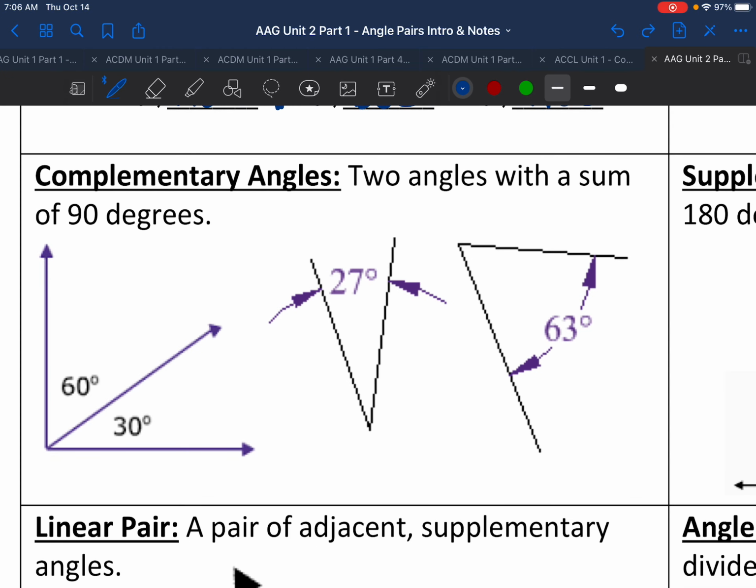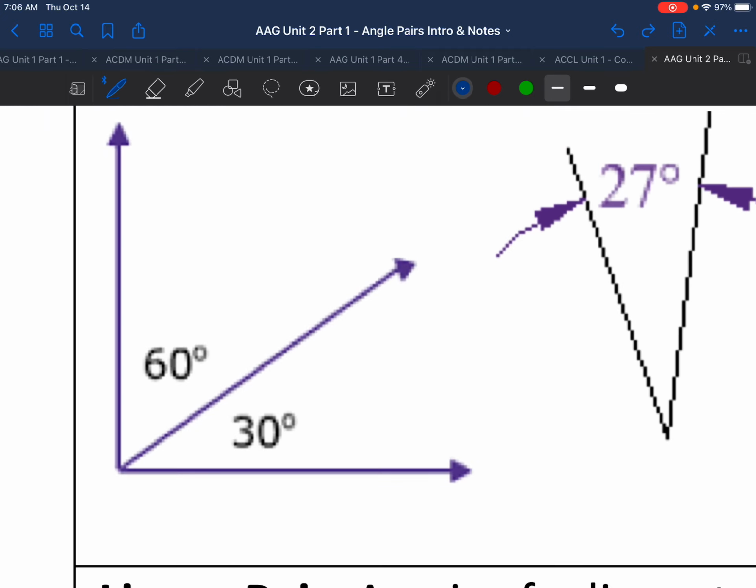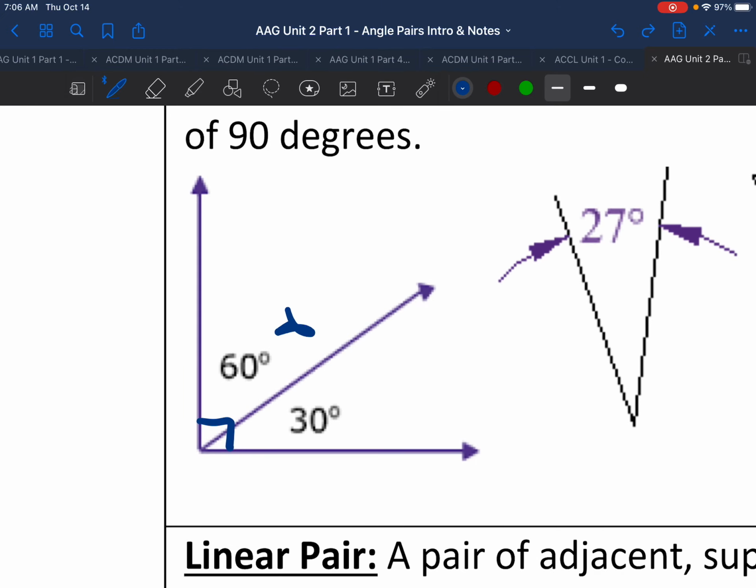Complementary angles: 2 angles with a sum of 90 degrees. I like to always think about this diagram here. If you see a diagram like this, and usually there's a little right angle box there, well, take a look here. These 2 angle measures have a sum of 90 degrees. They add up to 90 degrees. Now, these 2 are complementary. They add up to 90. They're also adjacent because they're attached. They share that common ray.